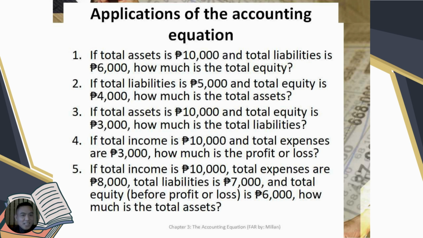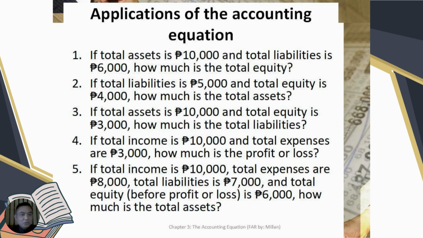For number three, if total assets is 10,000 and total equity is 3,000, how much is the total liabilities? Kindly comment down also your answer po for number three. If total income is 10,000 and total expenses are 3,000, how much is the profit or loss? Kindly comment down also your answer po for number four.